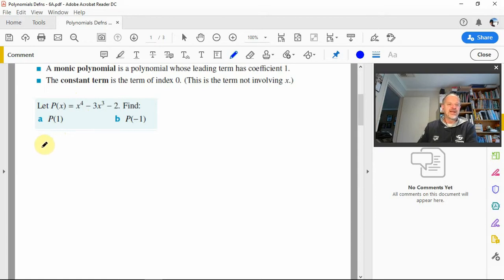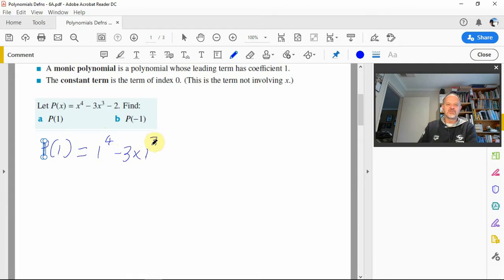So for part A, what does p of 1 mean? P of 1 means that you stick 1 into the polynomial where x is. So 1 to the power of 4 is 1, minus 3 times 1, minus 2. 1 minus 3 minus 2. And hopefully that is minus 4.